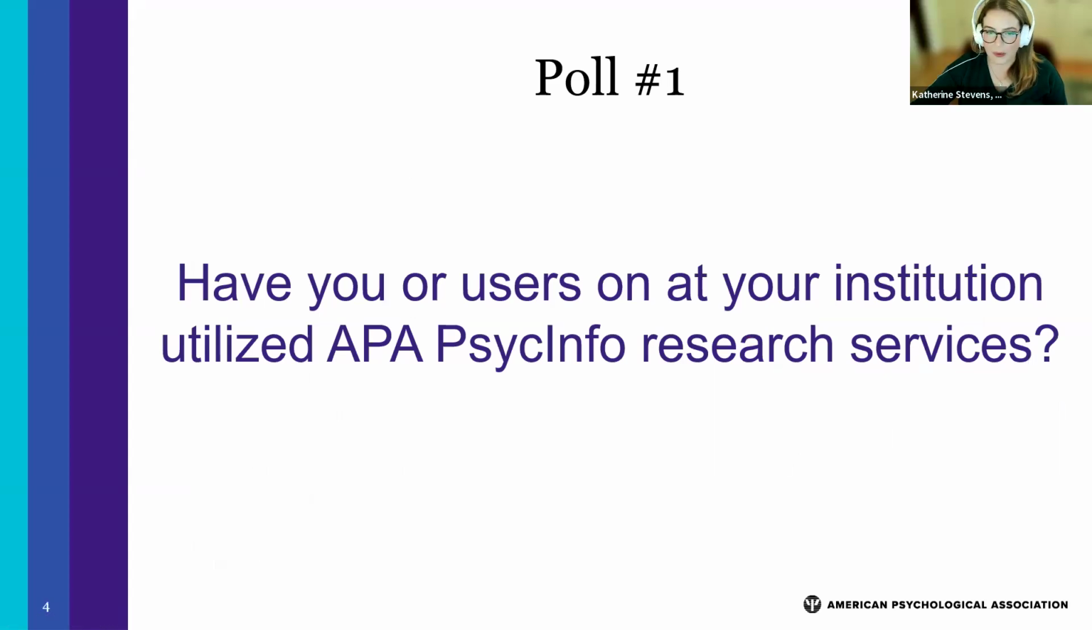All right, so poll number 1, we are going to go ahead and launch that. Have you or users at your institution ever utilized APA PsycInfo research services? I'll give you a few seconds to answer. You guys are quick. Thank you for answering so quickly. All right, so we have about 80% participation. It looks like a pretty even split. Some of you have, some of you have not, and others are unsure. And that's okay. That's what we're here to learn about today.